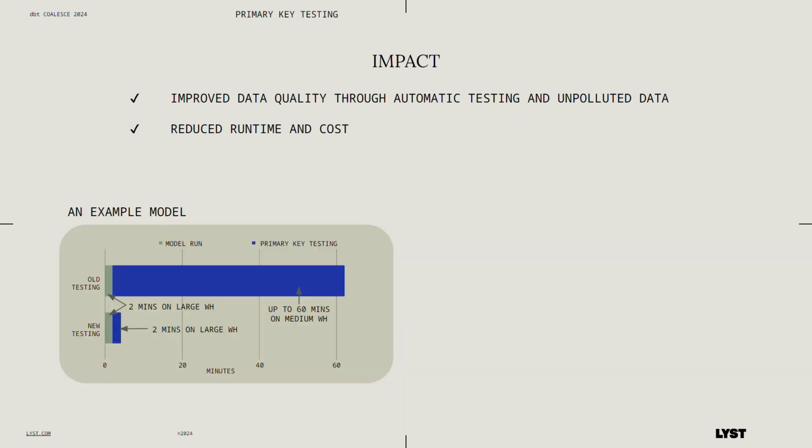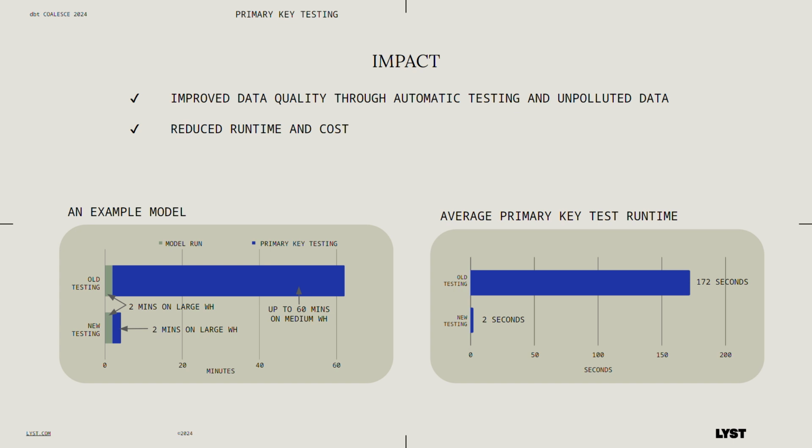So to go back to that previous example, we had one incremental model that would take 2 minutes to run on a large warehouse, and the previous primary key test would take up to 60 minutes to run. With this new solution, the tests take 2 minutes. And on average, our primary key test runtime has dropped 99% from 172 seconds to 2 seconds. And this is an average saving of nearly 3 minutes per model run.